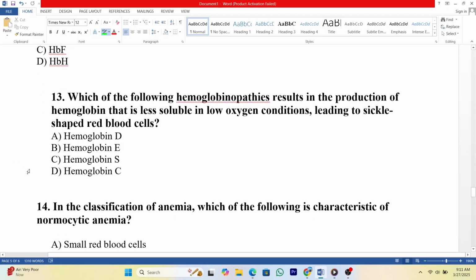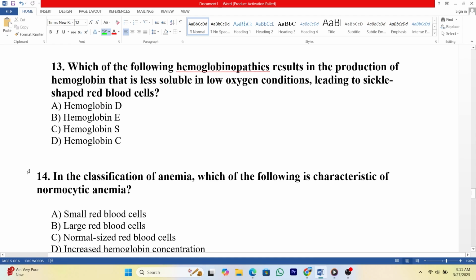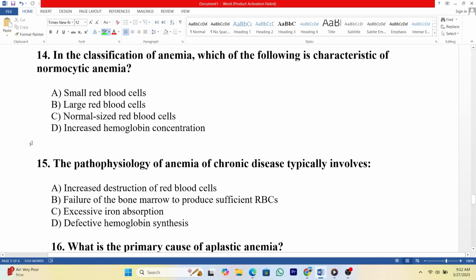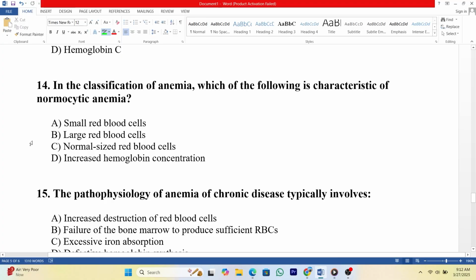13. Which of the following hemoglobinopathies results in the production of hemoglobin that is less soluble in low oxygen conditions, leading to sickle-shaped red blood cells? A. Hemoglobin D. B. Hemoglobin E. C. Hemoglobin S. D. Hemoglobin C. Answer: C.